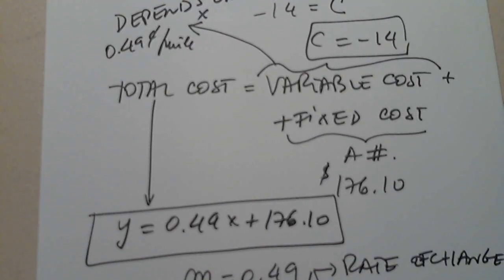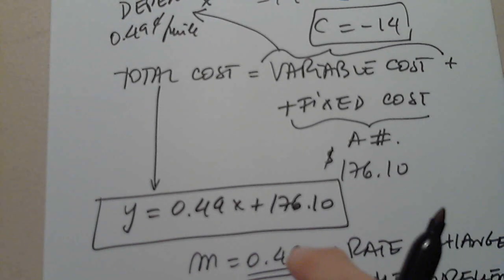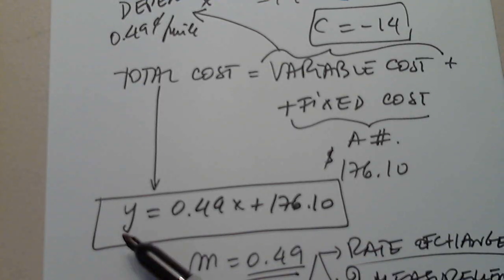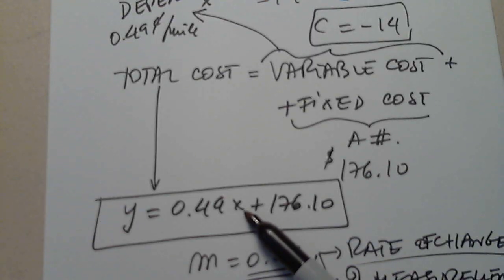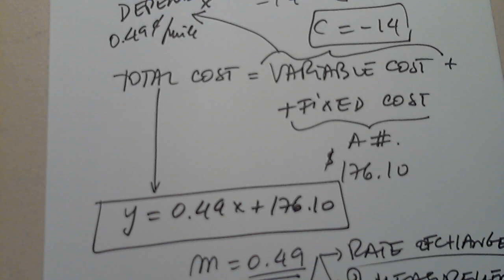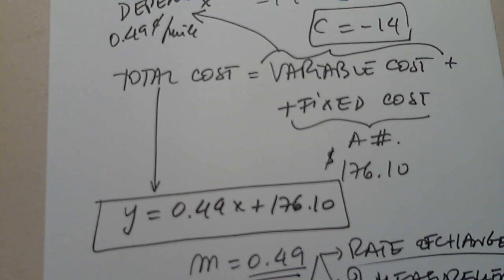This is not dollars or miles. This is the cost per mile. So please remember, it's a rate of change. It has two measurement units because it's a ratio. The top measurement unit comes from the rise or from the Y variable. The bottom measurement unit comes from the run or the X variable. So that's why 0.49 is in dollars per mile. Dollars per mile times mile will be dollars, and dollars plus dollars will be dollars. So please remember, the rate of change has two measurement units because it's a ratio.